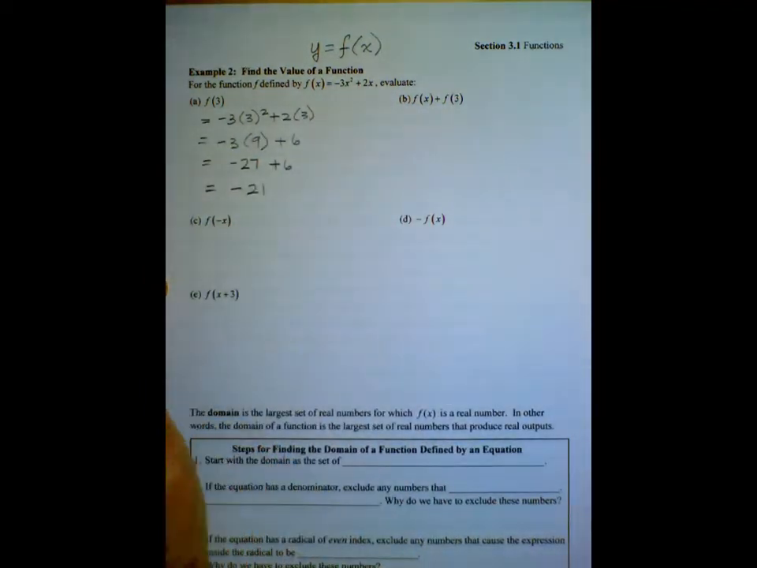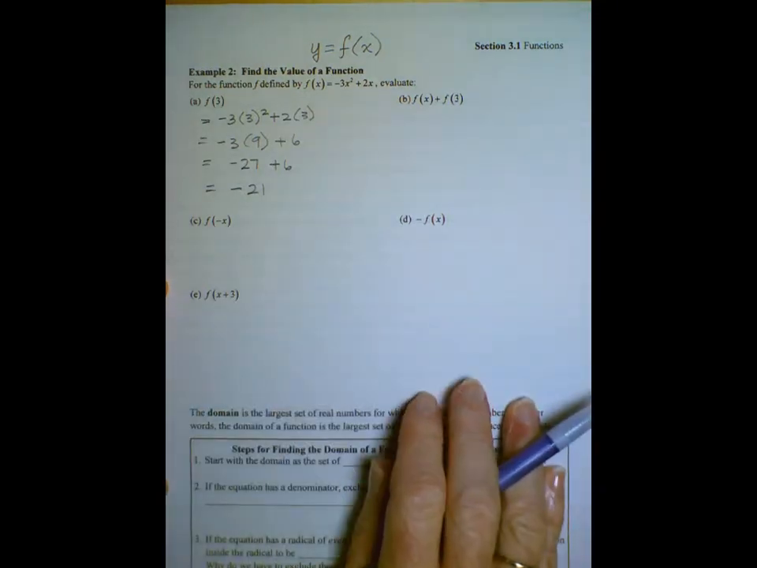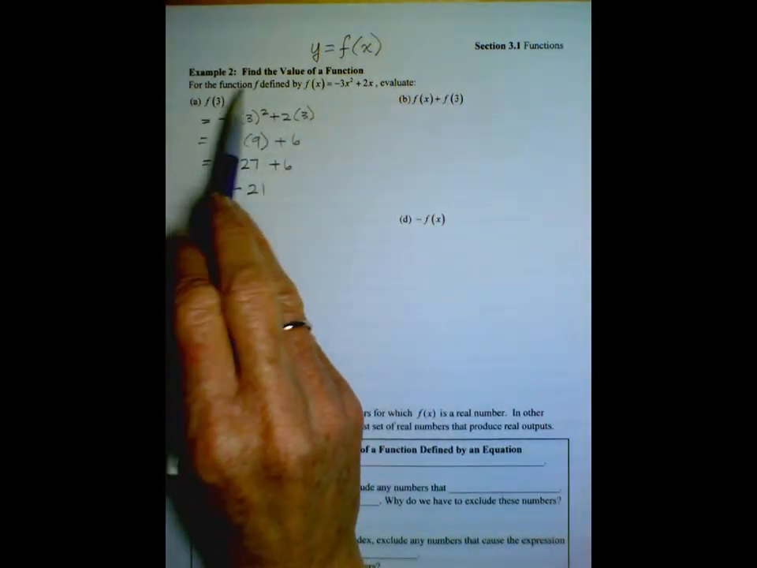So what that means is when your input is 3, your output is negative 21. If we wanted to generate ordered pairs, that would be the ordered pair (3, negative 21), right? Okay, that's all we're doing here. Now, that was where we put in a constant.